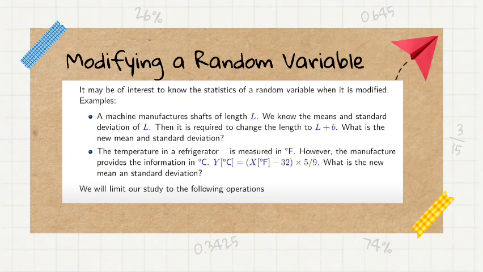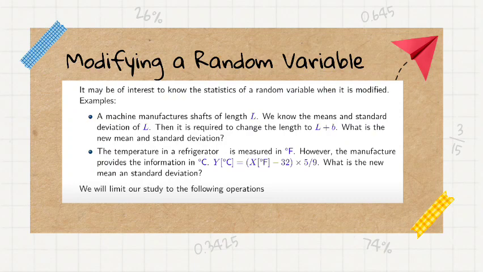Another example. The temperature in a refrigerator is measured in Fahrenheit. However, the manufacturer provides the information in Celsius. So we have an equation, which is a linear equation, to transform from Fahrenheit to Celsius. But what is the new mean and standard deviation?